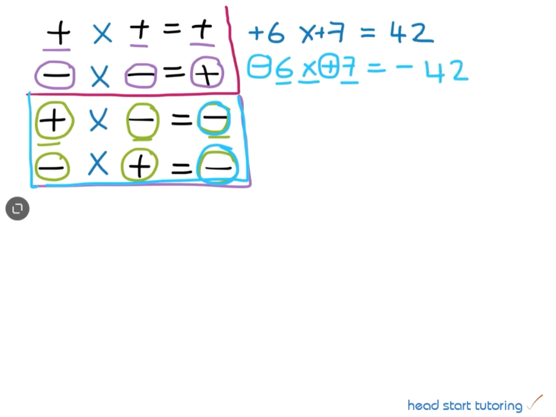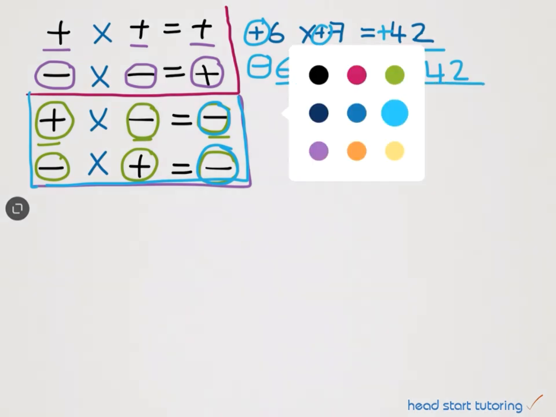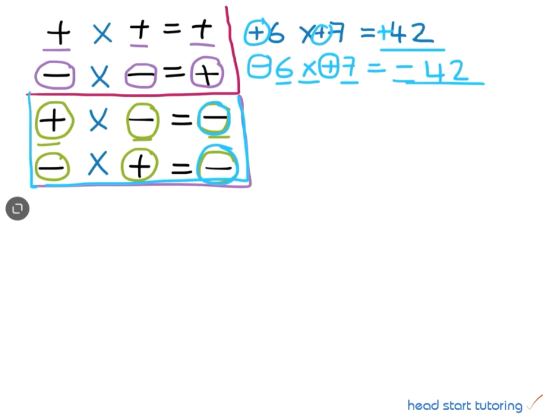Okay, so when we were multiplying 6 by 7, because our signs were the same, they were both positive, we ended up with a positive answer of 42, or positive 42. But with negative 6 multiplied by positive 7, our signs were different, so we ended up with a negative 42. Right, let's now have a look at positive 6, or just 6, multiplied by negative 7.